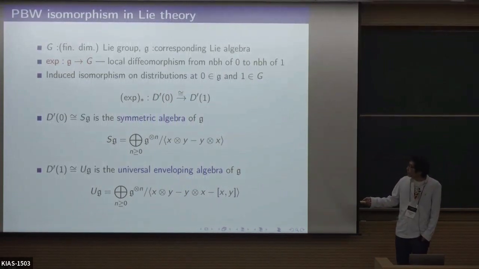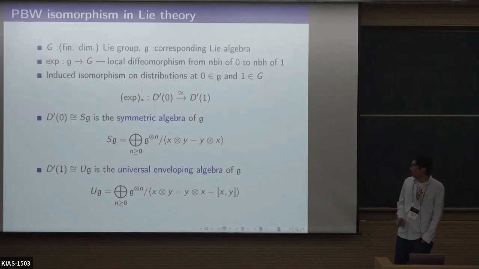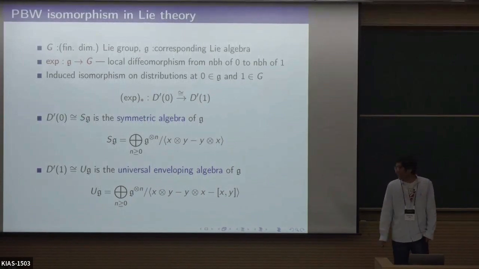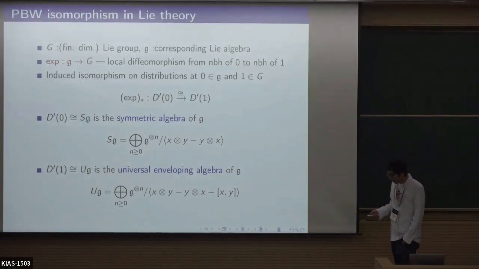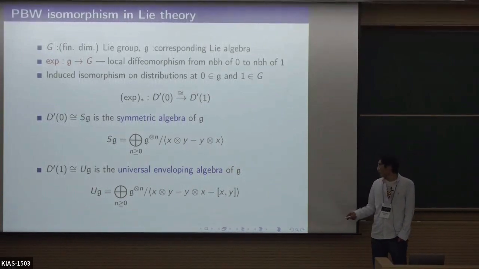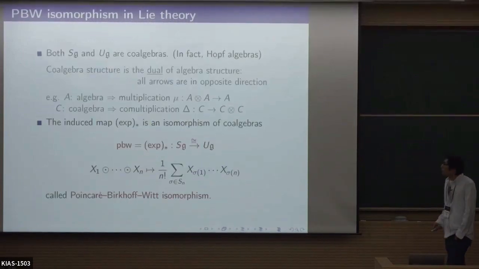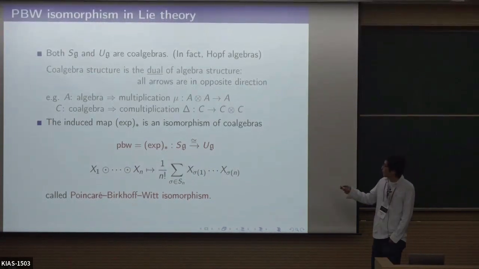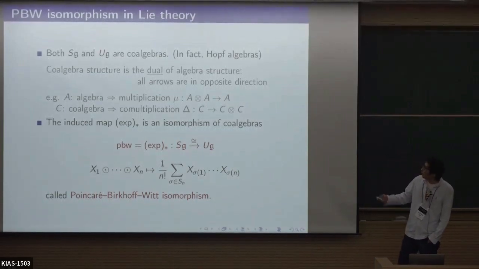And the distribution at the identity of the Lie group is known to be the universal enveloping algebra of g, which appeared in the previous talks when he was talking about the Hopf algebras. So Ug is constructed as a tensor algebra of g quotient by this relation. And moreover, both Sg and Ug have coalgebra structures. It was mentioned already in the previous talk that both of them are Hopf algebras, in fact.